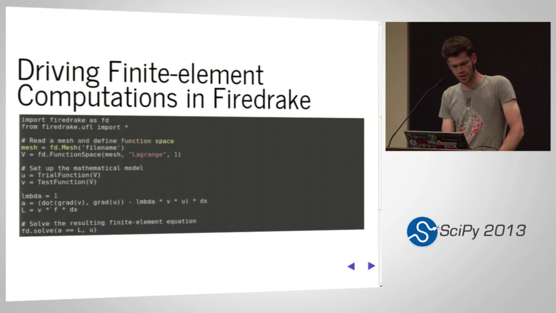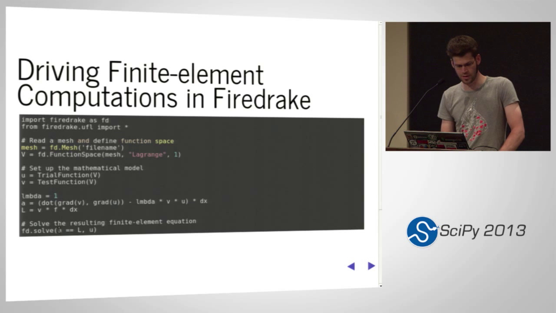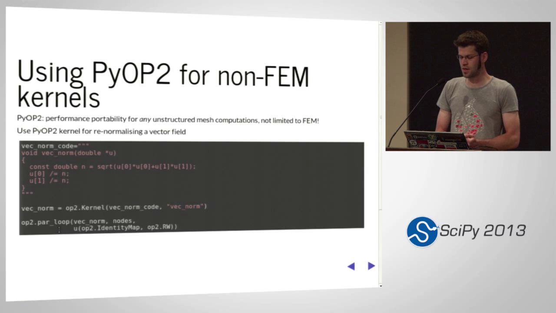And when you've defined your finite element forms, you just pass them to a solve method, and this under the hood will call PyOP2 for the parallel computation, assemble the matrix and the right-hand side as I showed you earlier, and then finally solve the linear system using a sparse matrix solver on that platform, for instance, PETSc or CUSP. And this is all completely abstracted from the user. And as I said, you can also use PyOP2 for non-finite element computations.